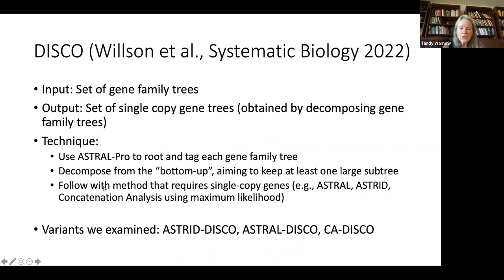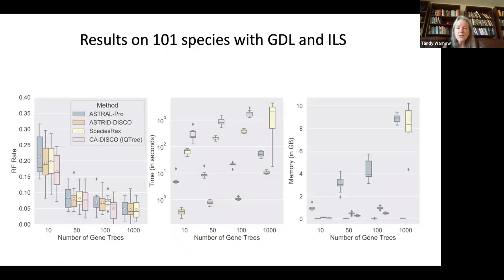Once you've done that, you can follow with any method that requires single copy genes, including Astral, Astrid. These are two different summary methods, or concatenation analysis. You can take the genes that are now single copy and you can take the alignments and you can concatenate them. So here is a simulation study.